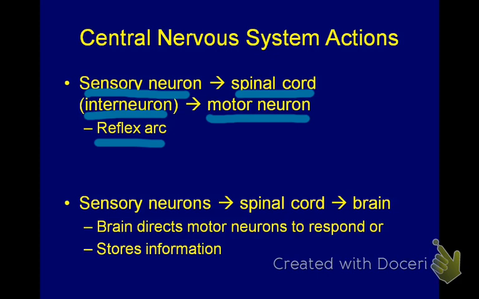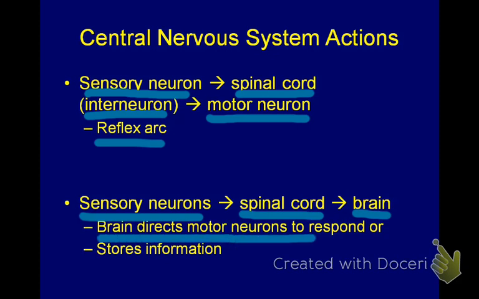Then you have a one-way path. A one-way path has the sensory neurons sending a message through the spinal cord to the brain. Then the brain directs the motor neurons to respond, and that completes a circular pathway, or it stores and processes the information and holds it there. So it can be a one-way street. This can be a circular pathway.